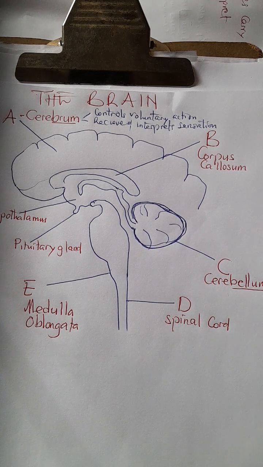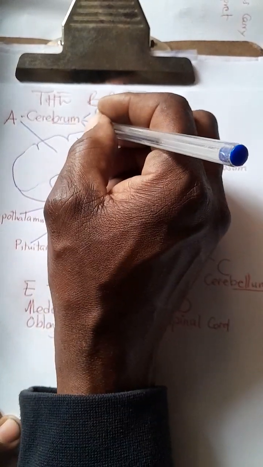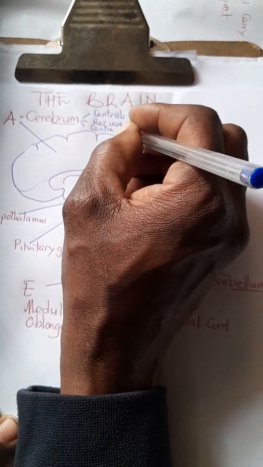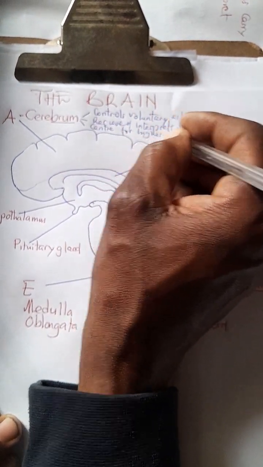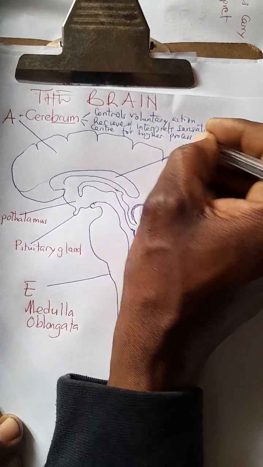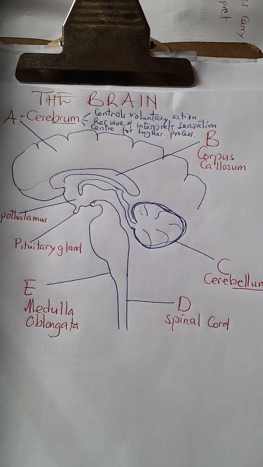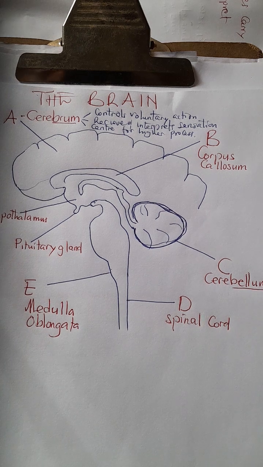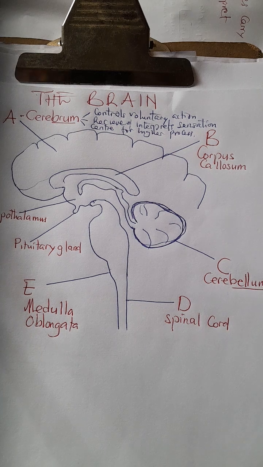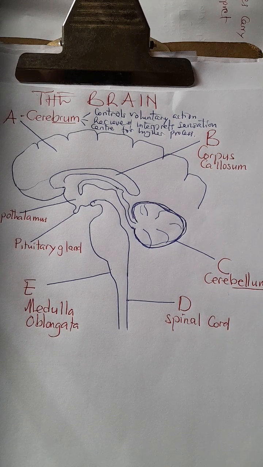It also controls, or let me say, it is the center for higher thought process. So for you to be able to do your mathematics, for you to be able to solve problems, you are able to do that because your brain is able to think. Can you imagine somebody has got a problem and is seeking a solution? So you think about the problem and you are able to suggest a solution to it.